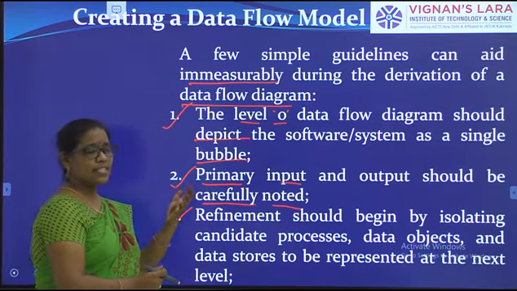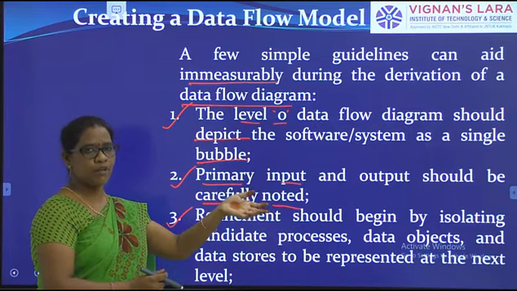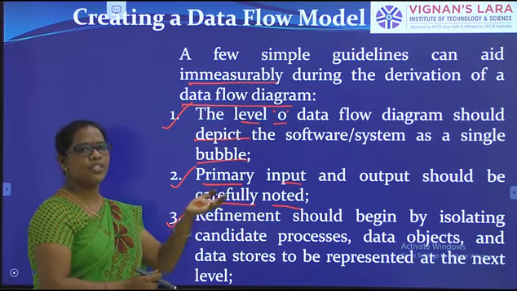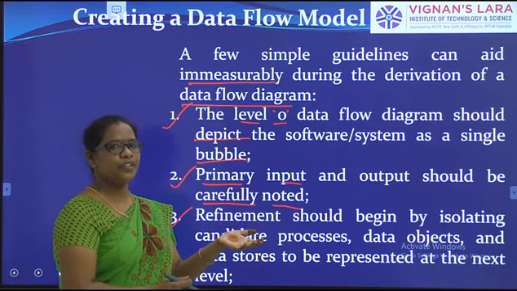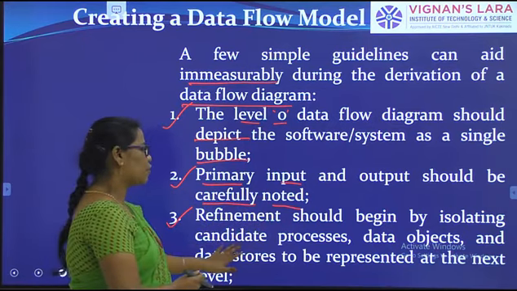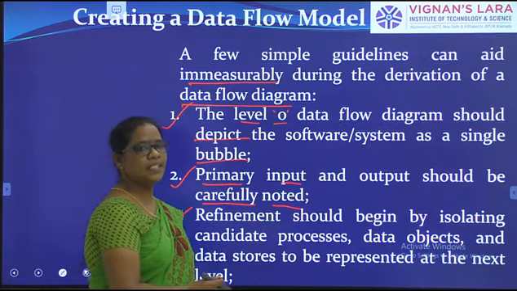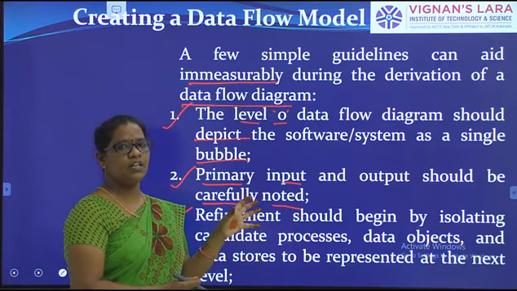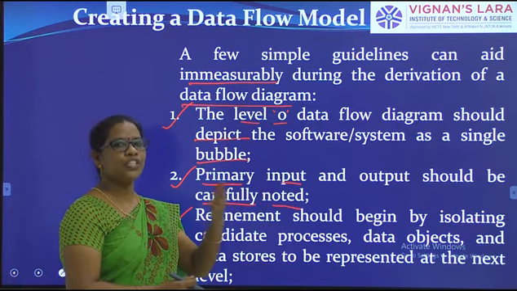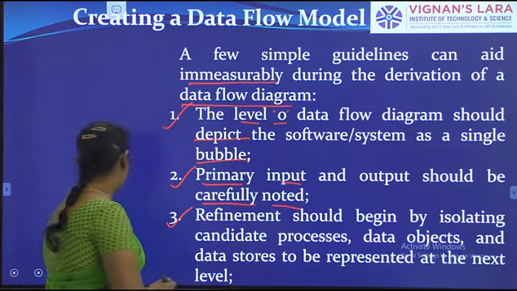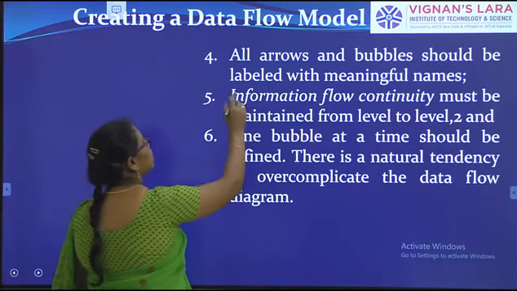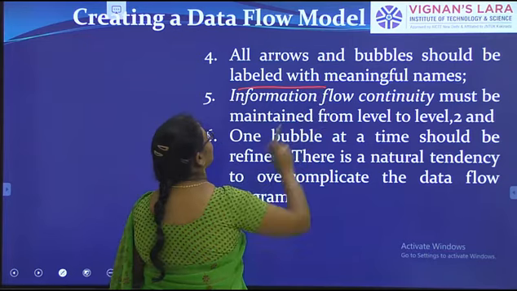So the sensor, what is it sensing? It has to be stored in the control panel, or in the telephone line, or in the alarm. So what does it have to do? That is this process. It has to be stored and represented at the next level. So what is the next level for that? After sensing, the information should be sent to which? Where? Okay. And next, coming to all arrows and bubbles should be labeled with meaningful names.